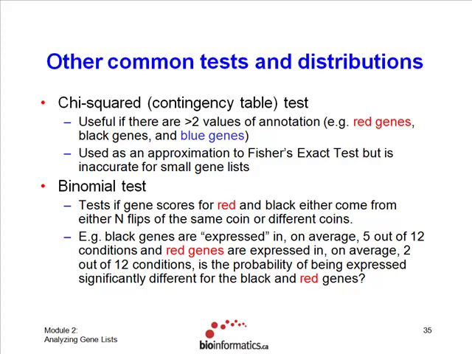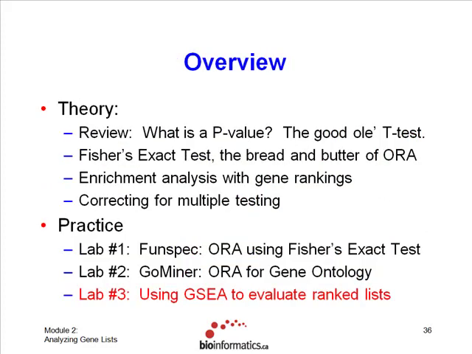And there's other common tests and distributions that people have used, and you might encounter binomial, chi-squared. I've just put notes down here, but I'm not going to talk about them. Okay. So now we're going to skip over lab 2 because we'll come back to it. We use lab 3, which is using GSEA to evaluate rank lists.